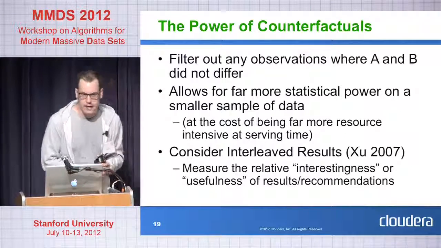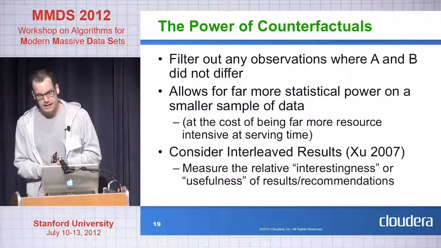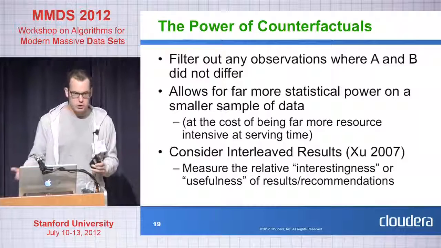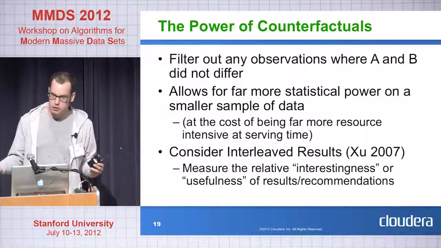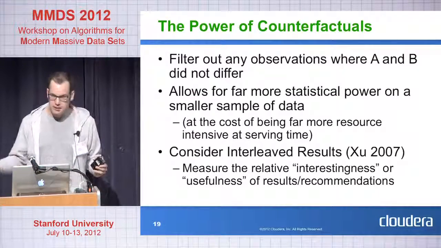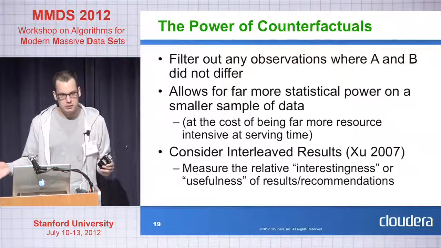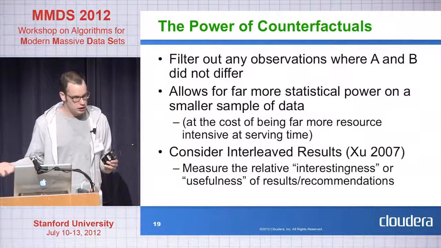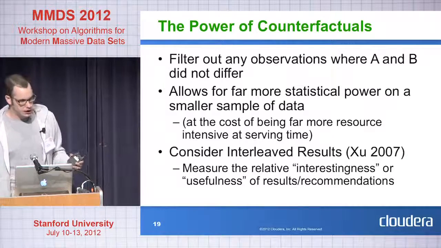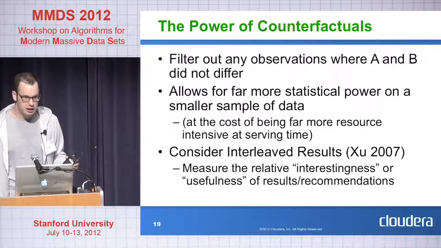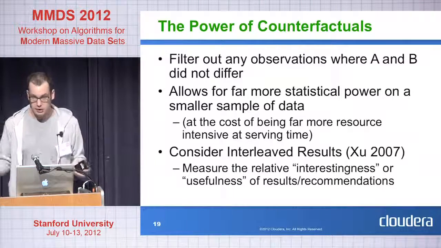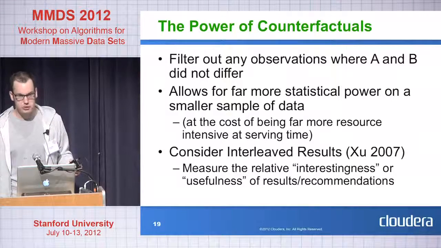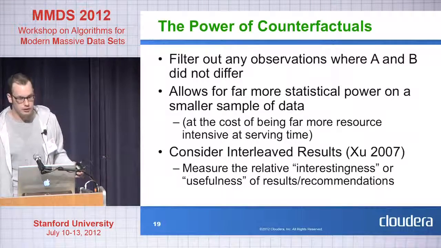First and foremost, power of counterfactuals. Statisticians love counterfactuals, right? If I have two search algorithms or two recommendation algorithms and I want to figure out which one of the two is better, one of the best things I can do is just throw out any observations where they give me the exact same answer. That's not a useful observation in any sense. That would not have influenced anyone's behavior in any way, right? So I can just completely dispose of that and focus only on the observations where they actually give me different answers and see how that influences the behavior. So I can get a much greater statistical power in my tests much faster by doing that.